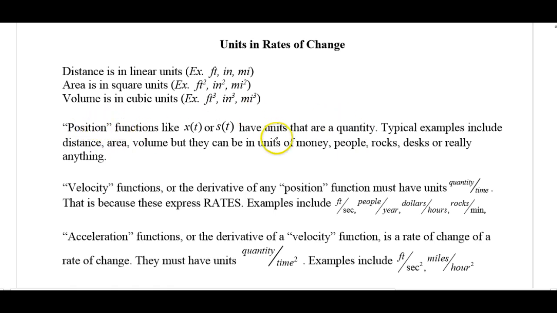What we really just mean is that these types of functions have units that are a quantity. And remember, a quantity is just an amount of something, of anything. So typical examples might include distance, area, and volume. Those are all quantities. But they can also be in units of money, people, rocks, desks, or really absolutely anything, because position functions have units that are a quantity, and a quantity is an amount of something, of anything.